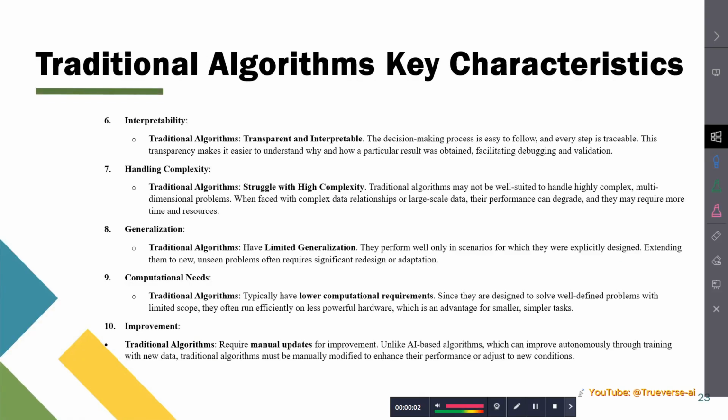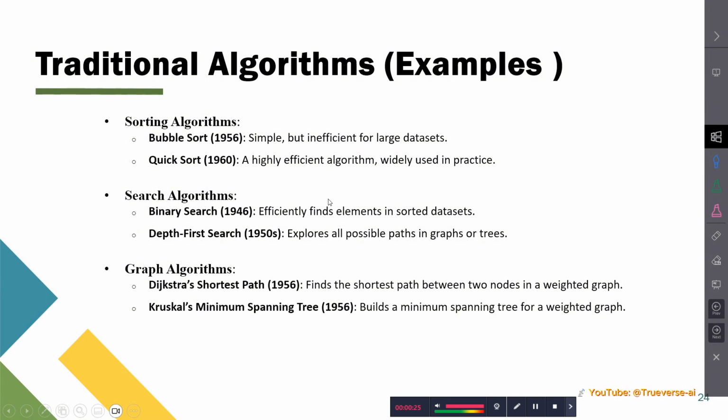Okay, we are going to continue lecture 5. Now is part 2. We already discussed the characteristics of the traditional algorithm in part 1. Now we are going to continue with more information about the traditional algorithm.